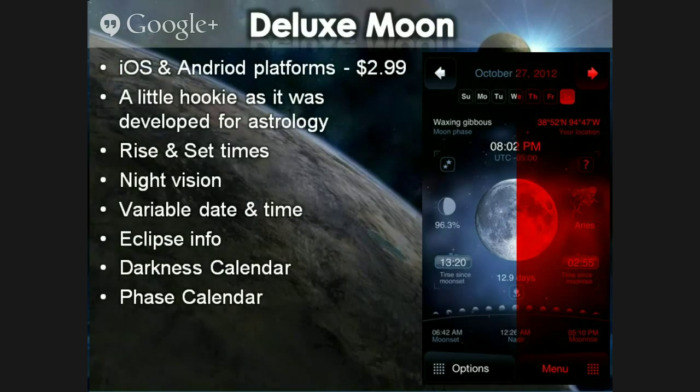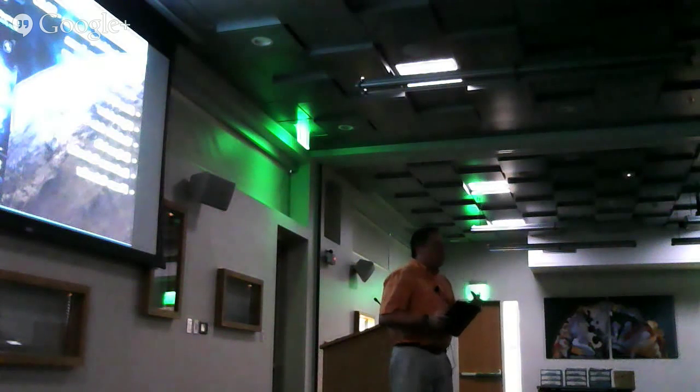Good information, I thought. Deluxe Moon. Great little planning app, but man, is it hokey. Even the music that it plays in the background when it's going, I want to hate it. I really do, because first of all, it's built around astrology. I know that's a four-letter word amongst us here, but it's got this funky, new wave Zen music, and it really gives us a lot of good information.